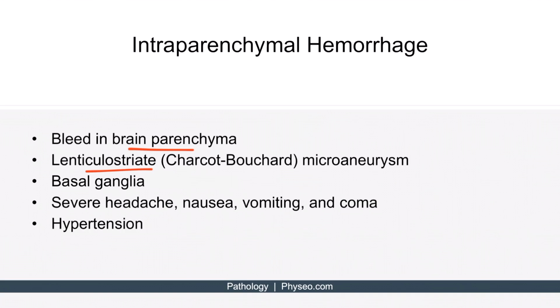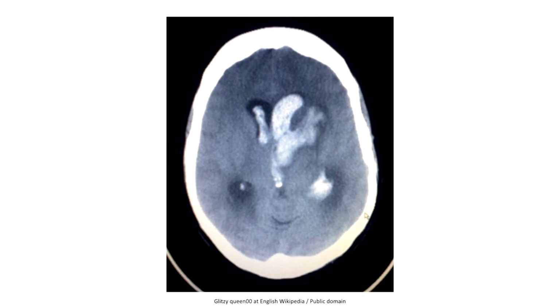Similar to subarachnoid hemorrhage, patients often present with severe headache, nausea, vomiting, and eventually coma. It's primarily associated with hypertension, so effective hypertension treatment is helpful in reducing the incidence. Here's a CT scan of an intraparenchymal hemorrhage. Notice the hyperintensity in the center, right here, indicative of bleeding deep within the brain parenchyma.